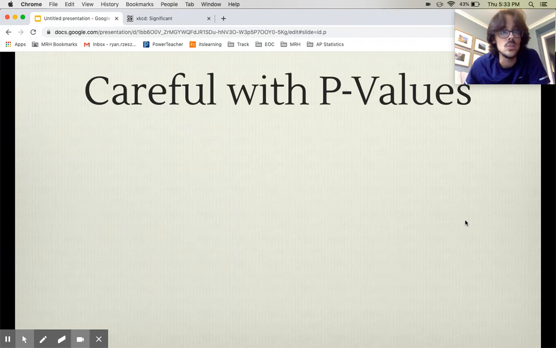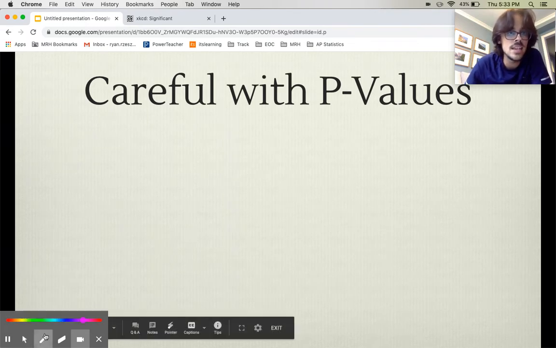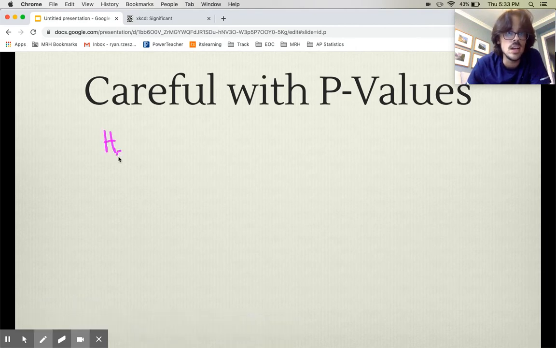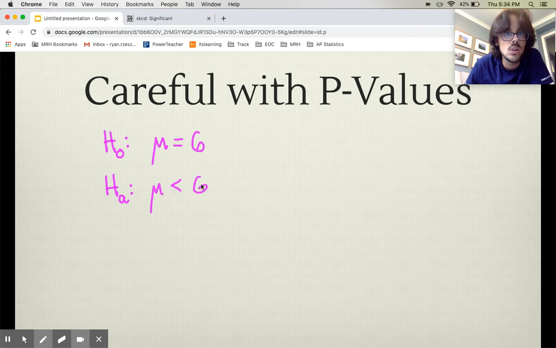But first thing I want to do is talk about being careful with p-values in general. I'm going to go back to the don't break the ice problem because that is still fresh in my mind. Actually, you know what? I'm going to do the sub problem. We looked at average sub length a little bit ago, and our null and alternative hypotheses looked like this. Anytime you get a p-value for a problem, your p-value should always be a decimal. It is always a decimal because it represents a probability.